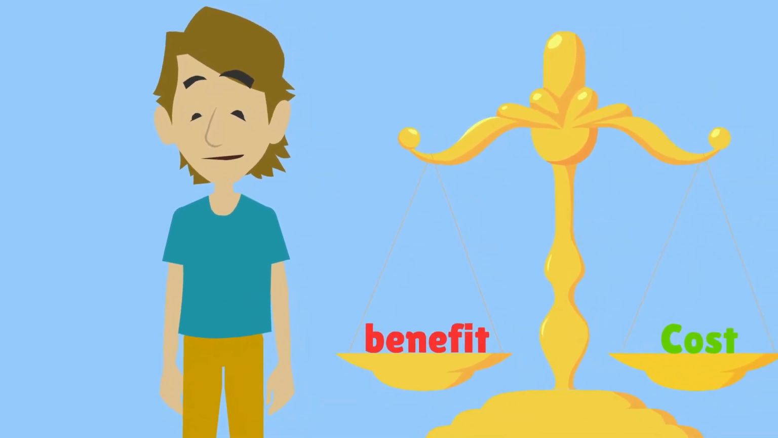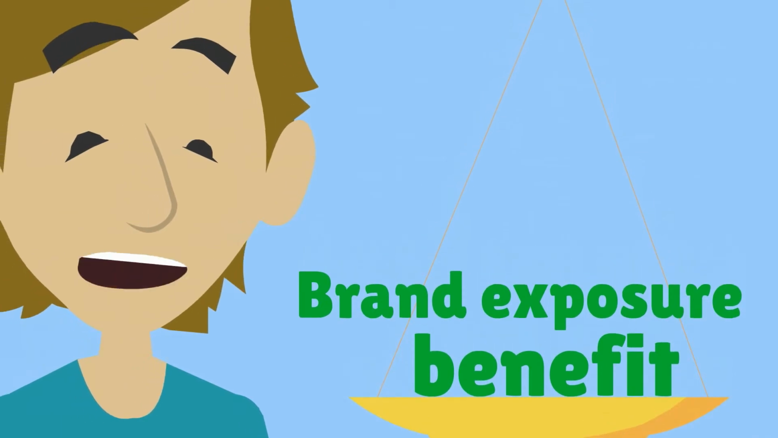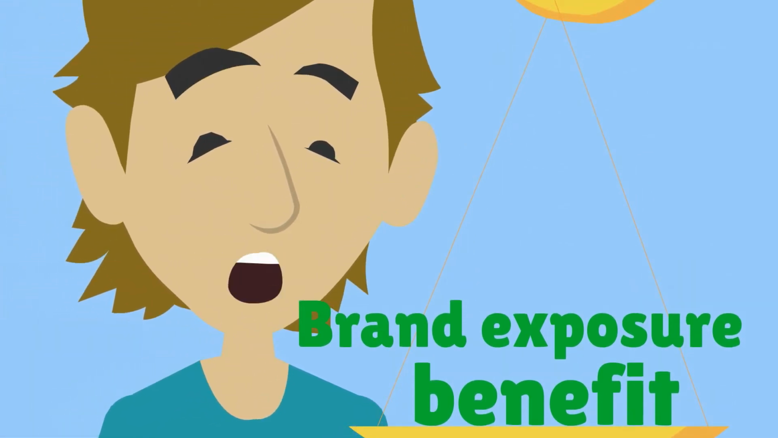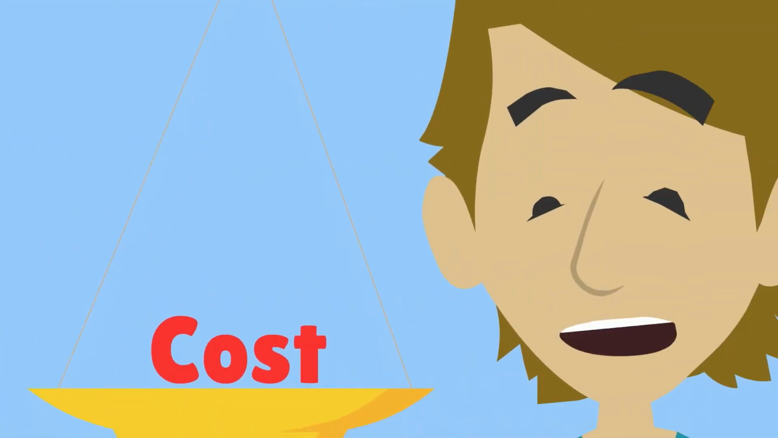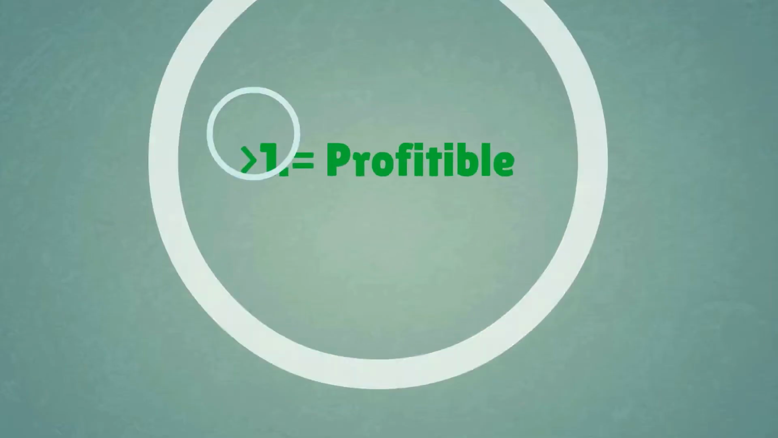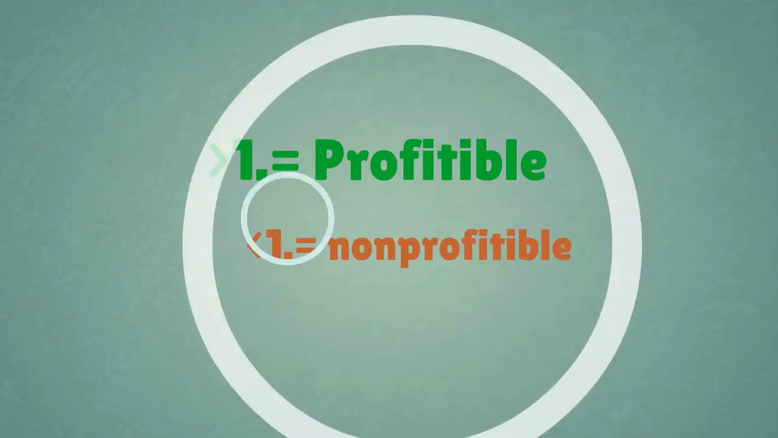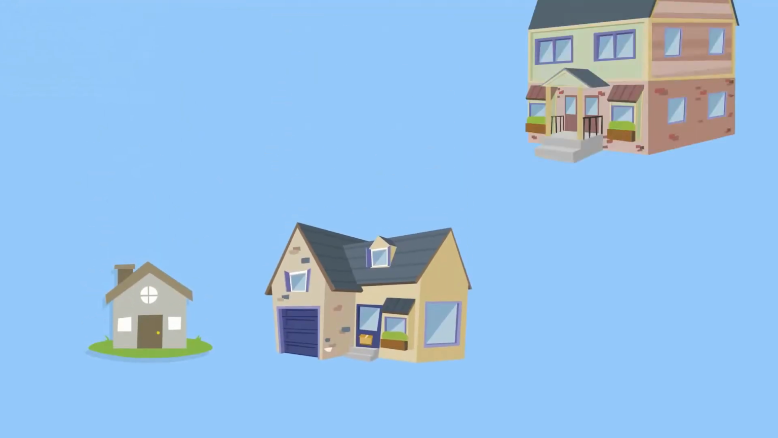Good CBA also takes into account non-monetary costs and benefits, like brand exposure. However, you need to be able to put a monetary value to these costs and benefits in order to include them. If the ratio is larger than 1, then the project is profitable. When there are several profitable projects, which option should you choose?